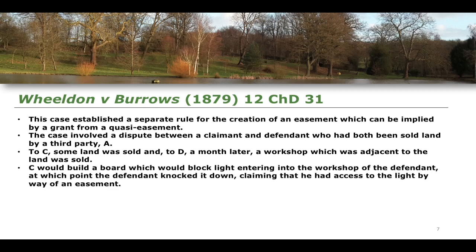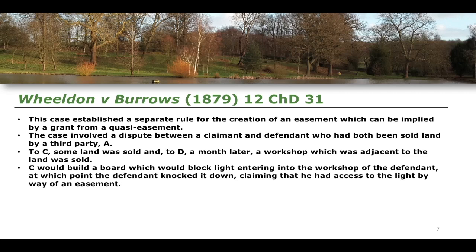Now, the claimant would build a board which would ultimately lead to the blocking of light entering into the workshop of the defendant, at which point the defendant would, quite rudely in my opinion, knock it down, claiming that they had access to light by way of an easement. Now, I'm not sure if there was a conversation prior to this about whether or not they could take the board down amicably, but all that we know is that the defendant knocked the board down.